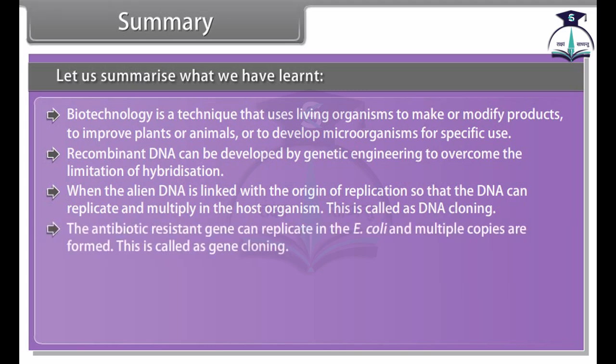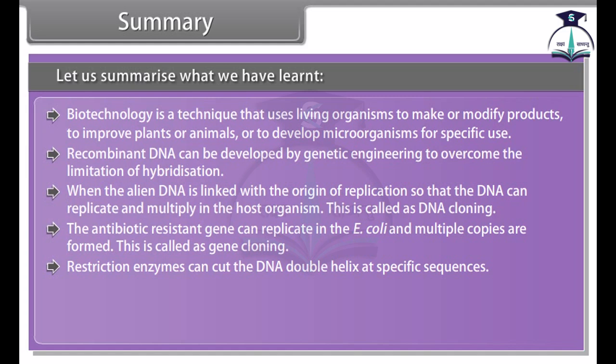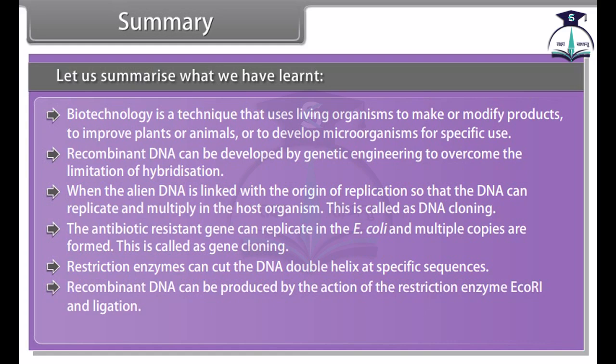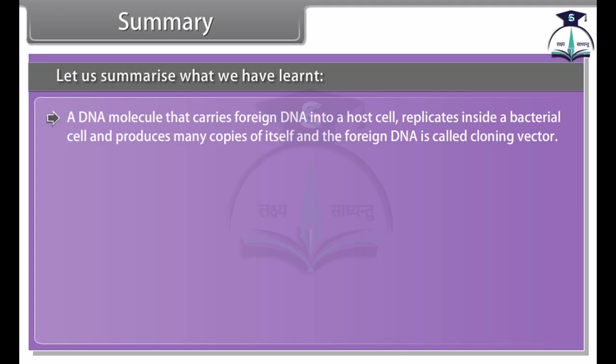The antibiotic-resistant gene can replicate in the E. coli and multiple copies are formed. This is called gene cloning. Restriction enzymes can cut the DNA double helix at specific sequences. Recombinant DNA can be produced by the action of the restriction enzyme and ligation. Gel electrophoresis is used to separate DNA fragments. A DNA molecule that carries foreign DNA into a host cell, replicates inside a bacterial cell and produces many copies of itself and the foreign DNA is called cloning vector.